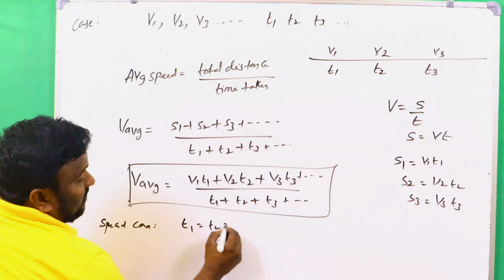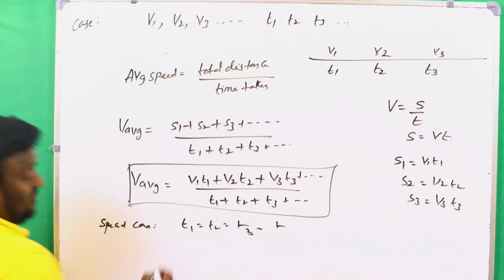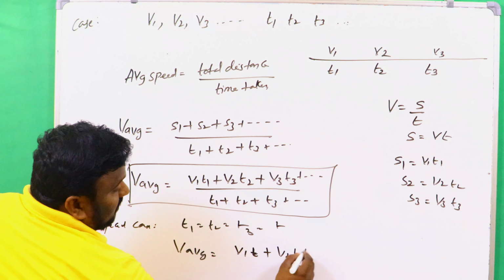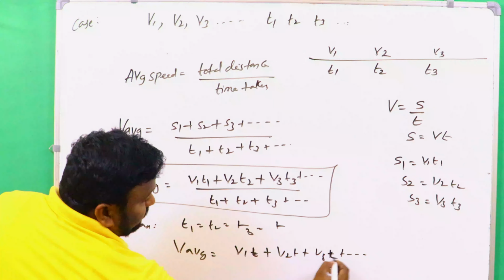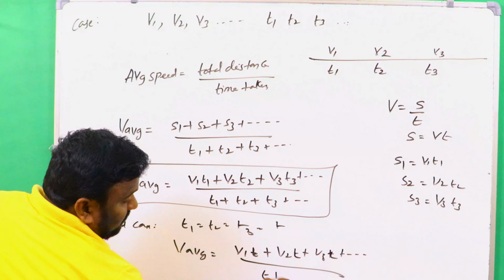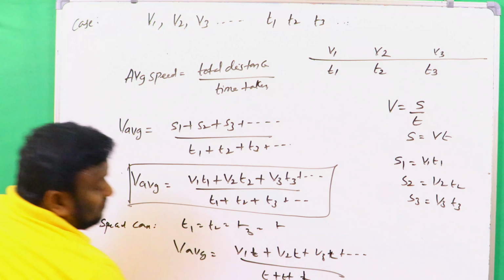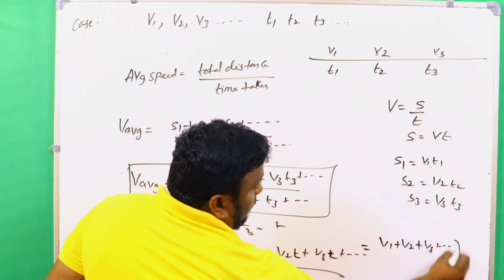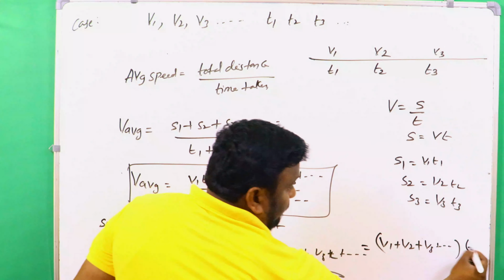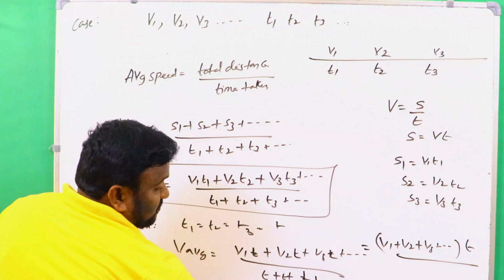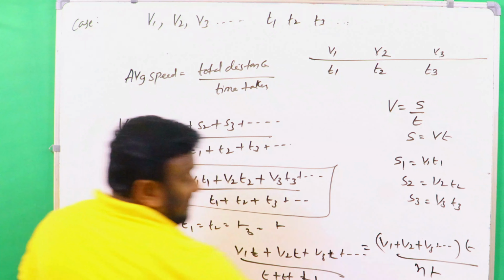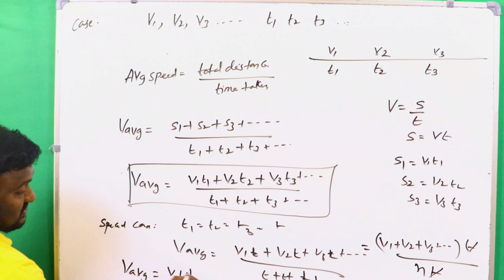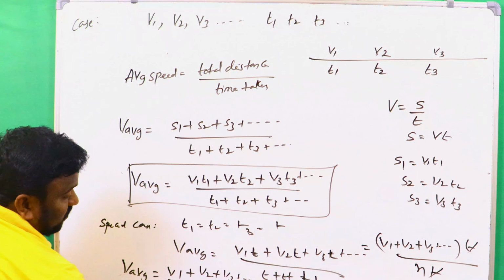If the time interval is the same, then what do we write here? V average is equal to V1 T plus V2 T plus V3 T and so on by T plus T plus T. So that is equal to V1 plus V2 plus V3, T is common here, by T plus T plus T and so on, which we can write as NT. So here T cancels. Then V average is equal to V1 plus V2 plus V3 and so on by N.